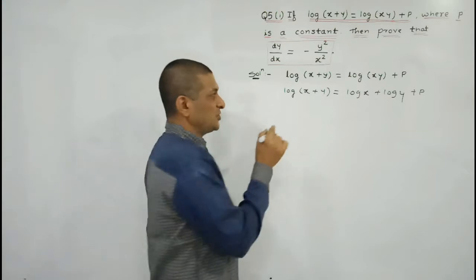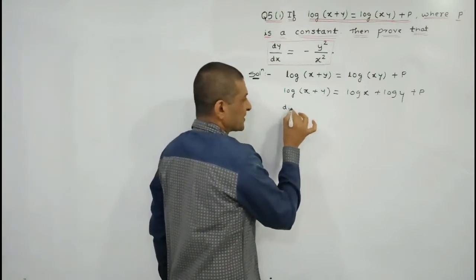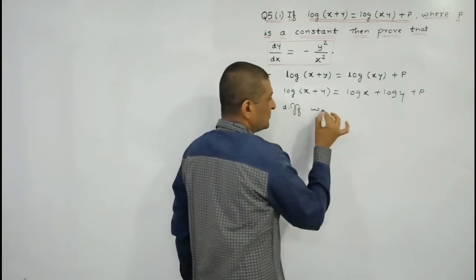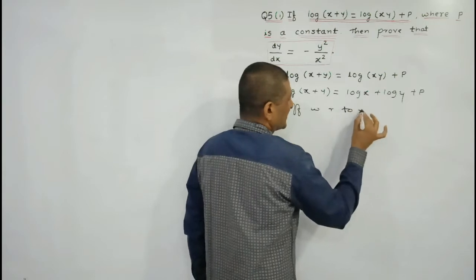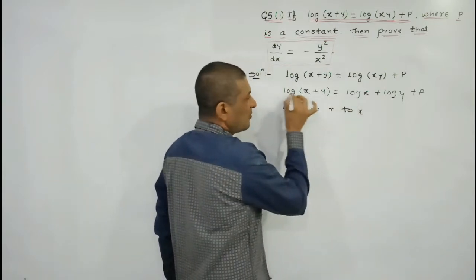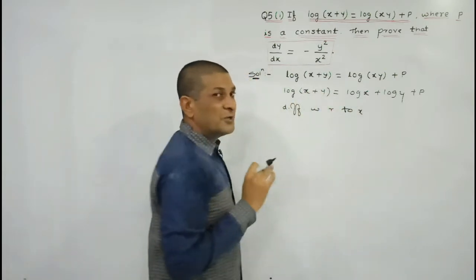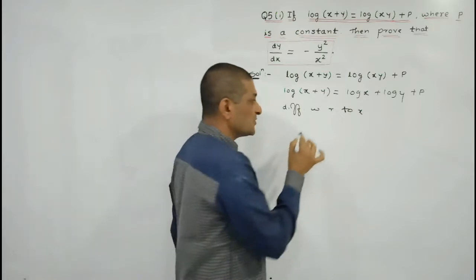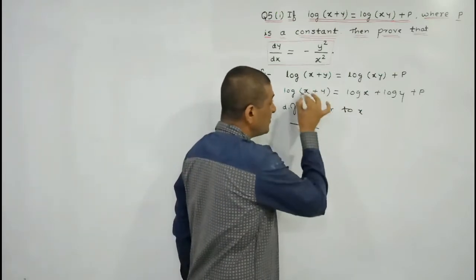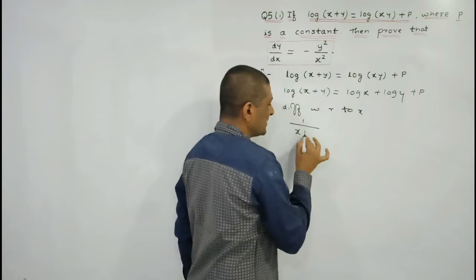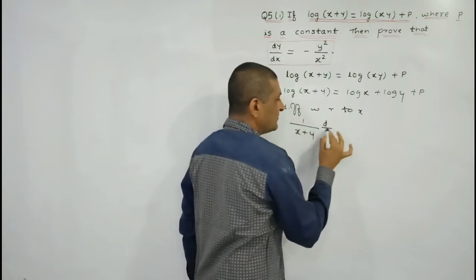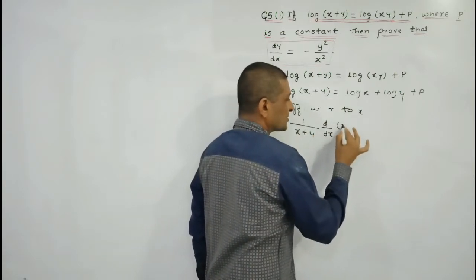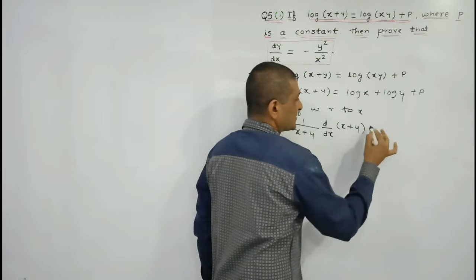Now we are differentiating it with respect to x. So it is in the form of log f of x, and we know that the derivative of log f of x is 1 upon f of x into the derivative of f of x. What is the value of f of x here? Just now we have seen that it is x plus y.